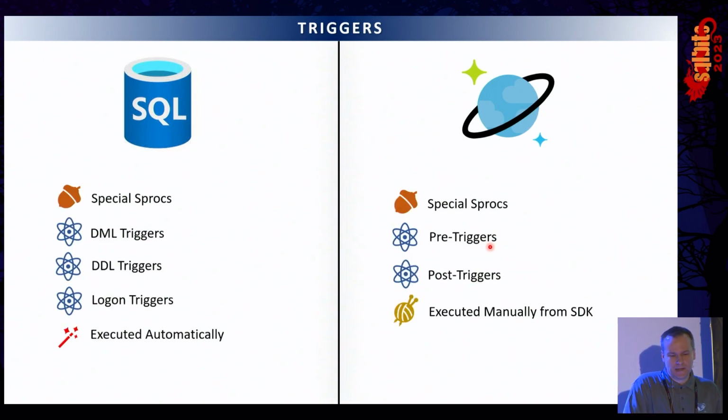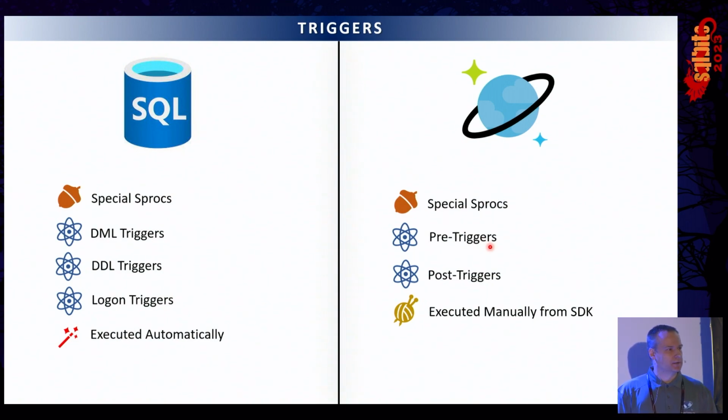Triggers are the next one. Those are special stored procedures in SQL Server. We have different types of triggers for DML, DDL, and logon, and they get executed automatically in SQL Server. In Cosmos DB, they are special stored procedures. Again, you need to know JavaScript to write them.